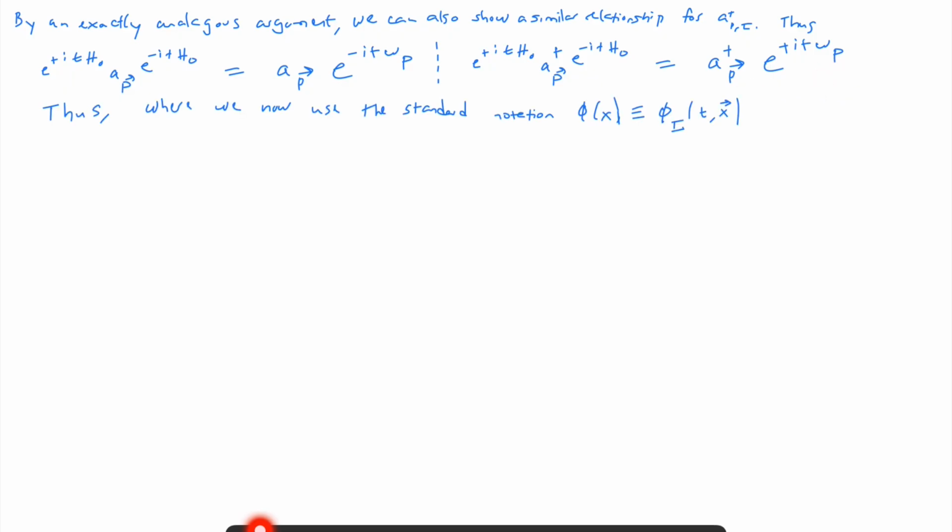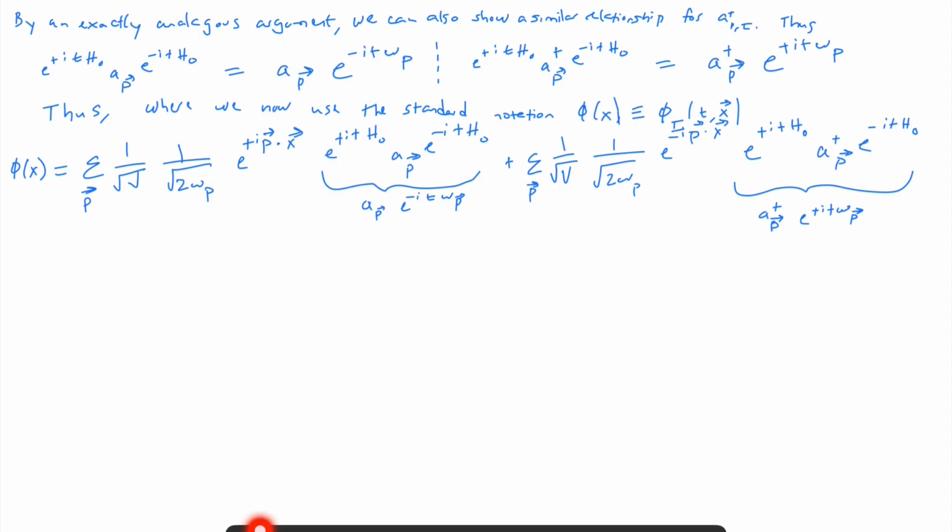So going back to where we were, and now we're going to start to use the standard notation again, where if I have a phi with just an x with no arrow on it, this is a four-dimensional vector, and this is going to, by definition, be in the interaction picture. I won't even write I anymore because that's going to be the picture, that's going to be our workhorse, and we're just going to use it over and over again.